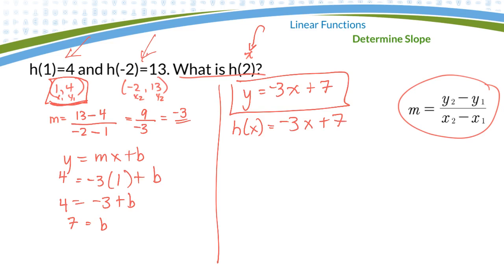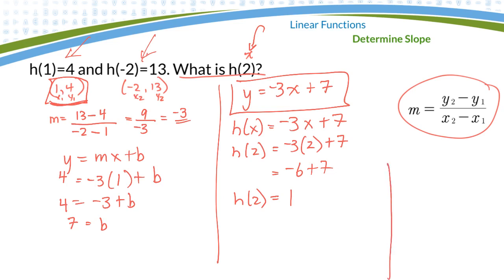So if they say h of 2, in other words, plug an x value of 2 in and see what y comes out to. So let's do that. H of 2 is equal to negative 3x, we're saying x is 2, plus 7. Negative 3 times 2 is negative 6 plus 7 is a positive 1. So H of 2 is equal to a positive 1. That's another point that's on the line.